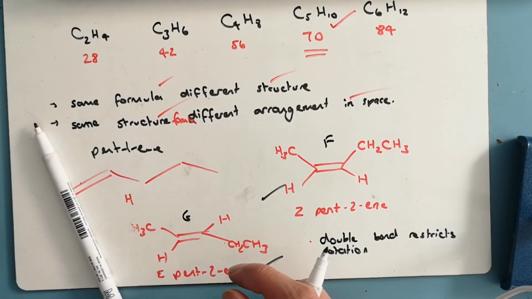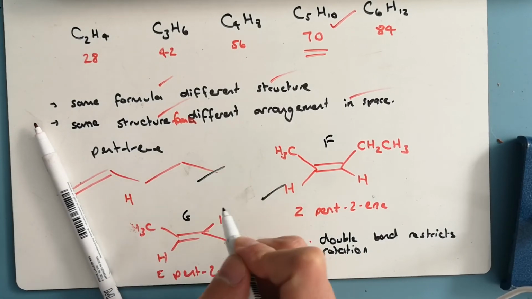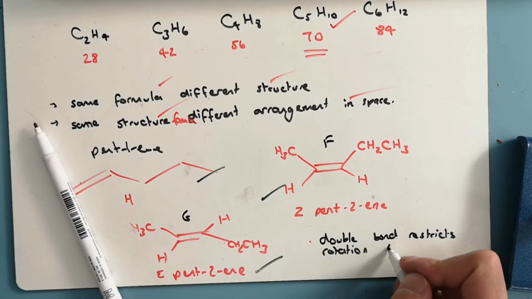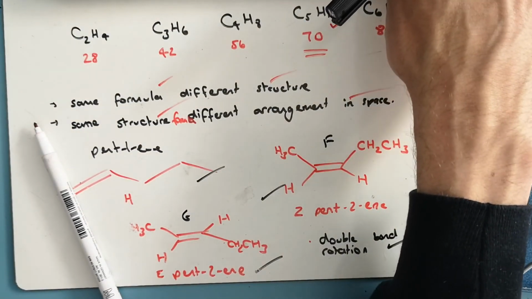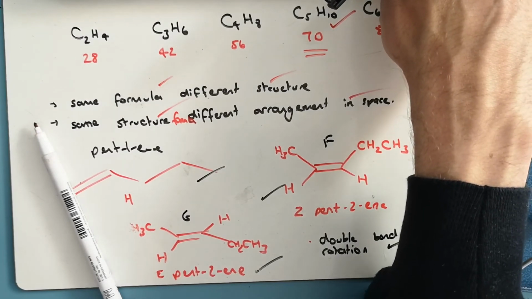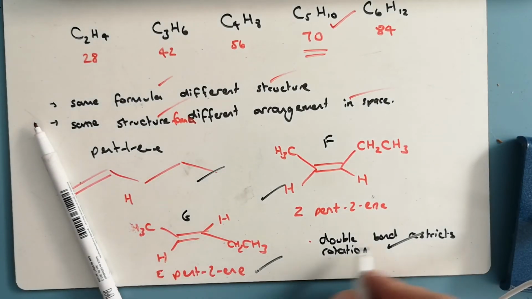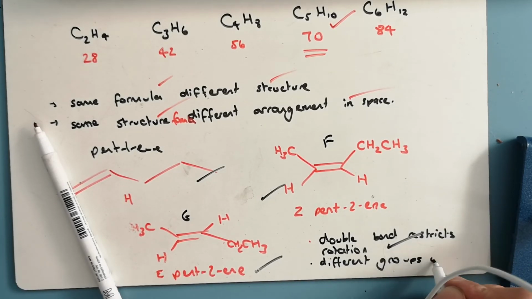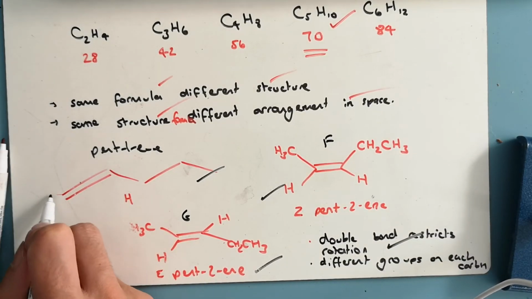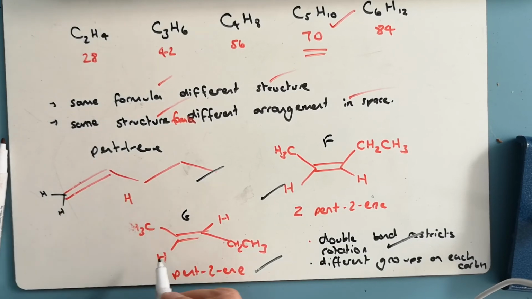So just E and Z. 7. 1 mark for H. 8. 1 mark for double bonds. 9. And then you need to go into a bit more of an explanation than I did. So double bond restricts rotation. We have different groups on each carbon. So I did explain this before, why this couldn't have EZ isomerism, because that's got 2 hydrogens and it needs to be different groups on each carbon.